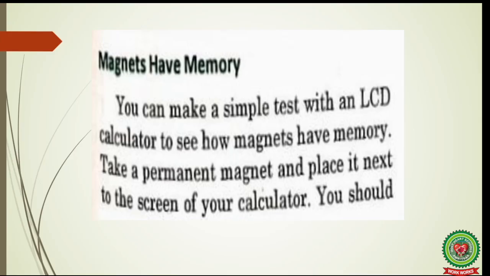Let's read the topic for better understanding. Magnets have memory. You can make a simple test with an LCD calculator to see how magnets have memory. This activity can be performed only by using an LCD calculator because in an LCD calculator there is liquid metal which gets attracted towards the magnet. And this will not happen in a digital calculator, right?